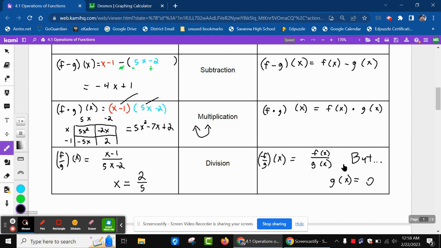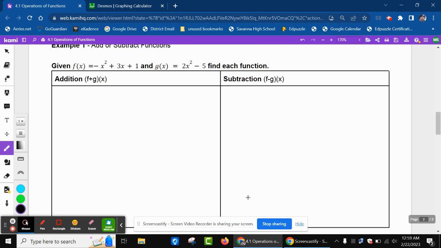All right, let's do some example problems. So we literally just did some of this, but let's jump in and see how fast we can do this. So I understand that I'm going to be adding these. So I'm going to be adding f of x, so this is going to be equal to f of x plus g of x. So now I'm going to add negative x squared plus 3x plus 1. And I'm going to add it to 2x squared minus 5.